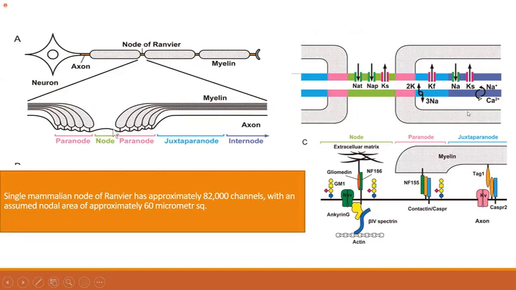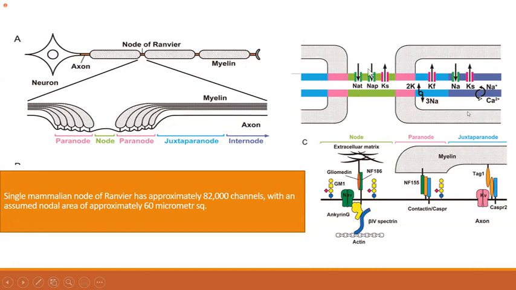The area where there is no myelin is called the node, and the node is around 1 micrometer in length. Just next to the node there is a paranode, where uncompacted myelin is present, and next to the paranode is a juxtaparanode, which is a transition zone between uncompacted myelin and compacted myelin. At the internode, the myelin is fully compacted. So there is a node, then paranode, a small juxtaparanode, and then the internode area.